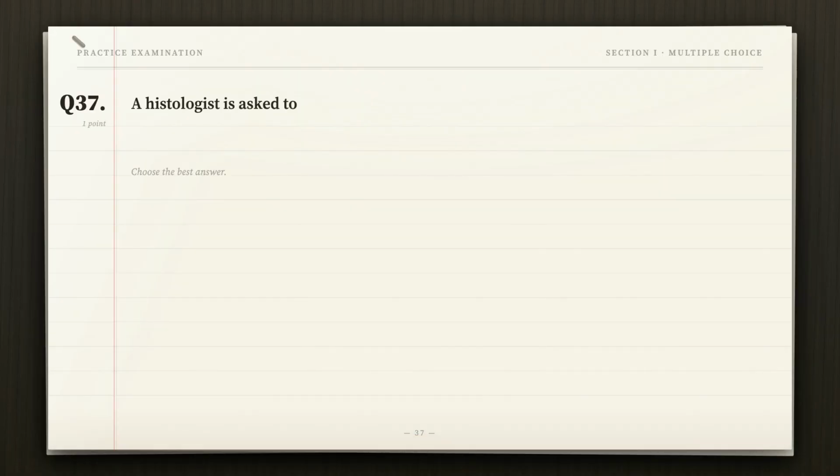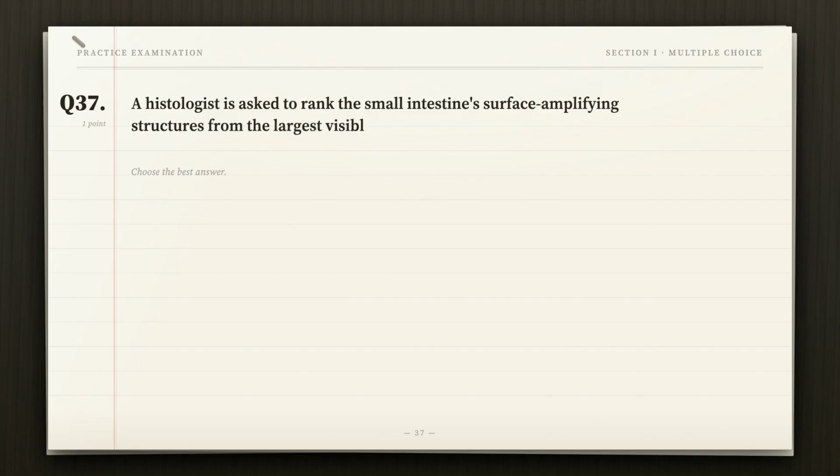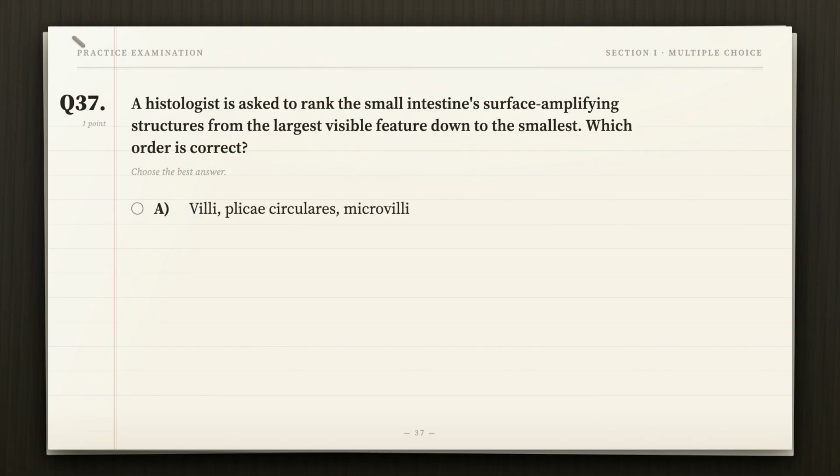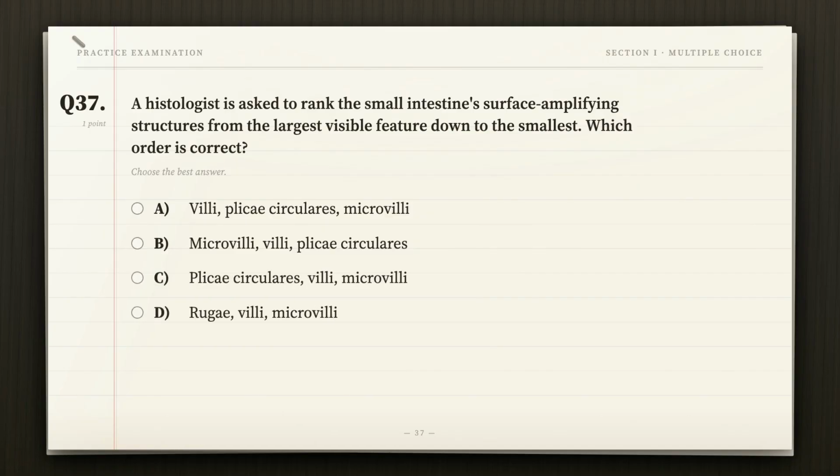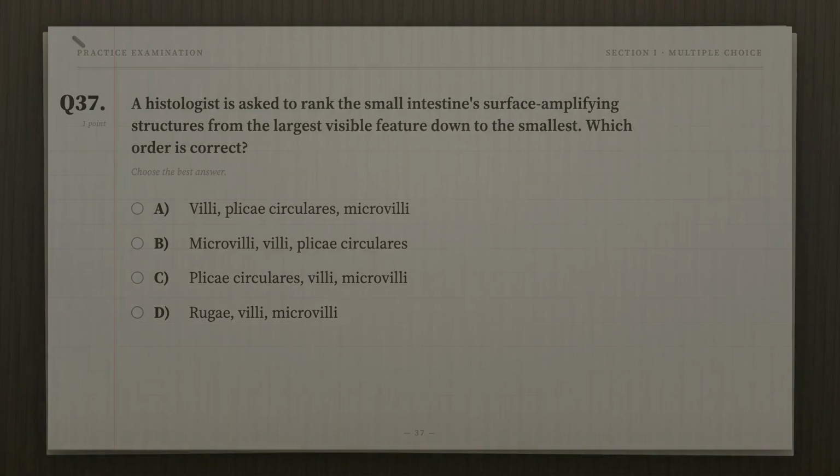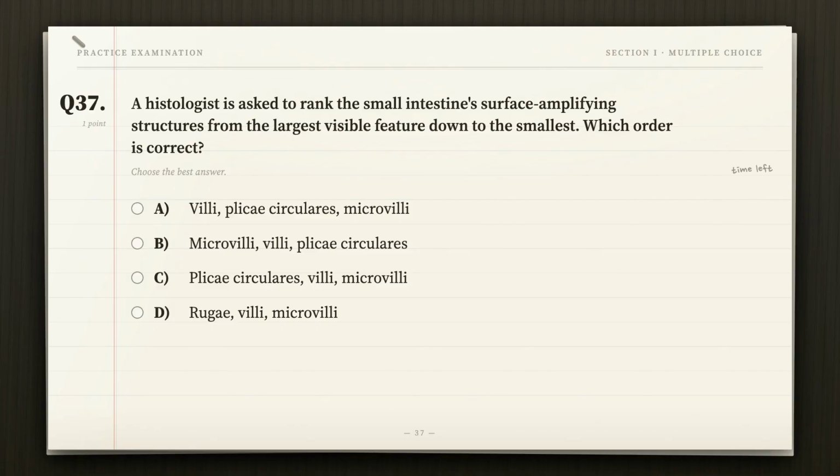Question 37. A histologist is asked to rank the small intestine's surface amplifying structures from the largest visible feature down to the smallest. Which order is correct? Your options are A. Villi, plicae circulares, microvilli. B. Microvilli, villi, plicae circulares. C. Plicae circulares, villi, microvilli. D. Rugae, villi, microvilli. Pick one, trust your gut, here's your chance to test yourself.